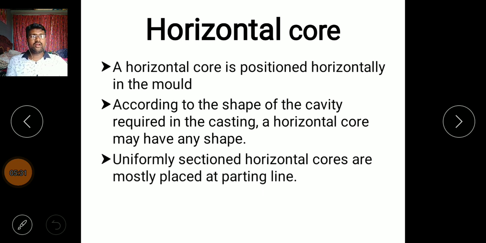Uniformly sectioned horizontal cores are mostly placed on the pottery. At the time of placing the core, generally the horizontal cores are placed at the parting surface of the casting. Parting surface we already know: it is the surface in between the drag and core box. We have to place the core at the parting surface.